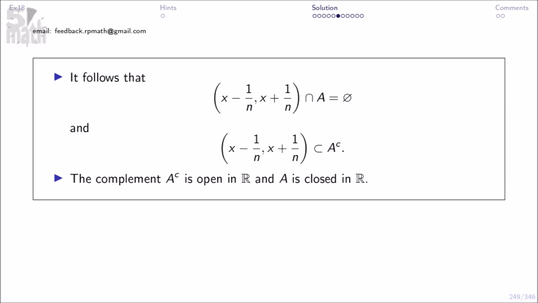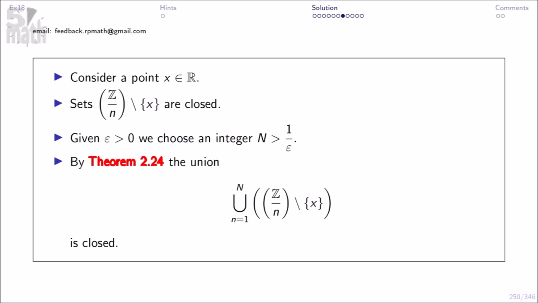It follows that this and that. The complement A^C is open in R and A is closed in R. Consider a point x in R. Sets Z over n subtract x are closed. Given epsilon greater than 0, we choose an integer n greater than 1 over epsilon.